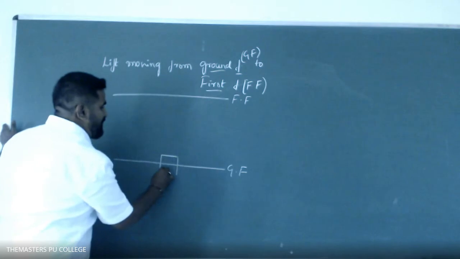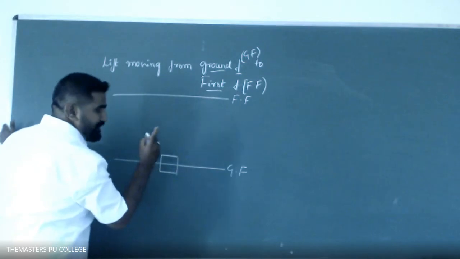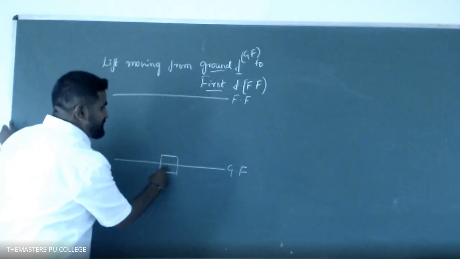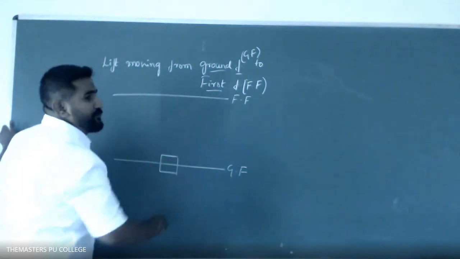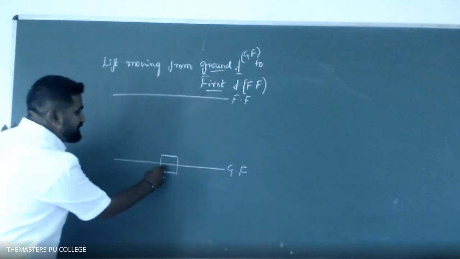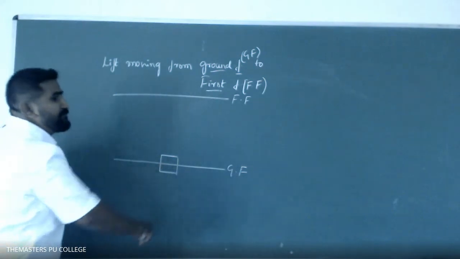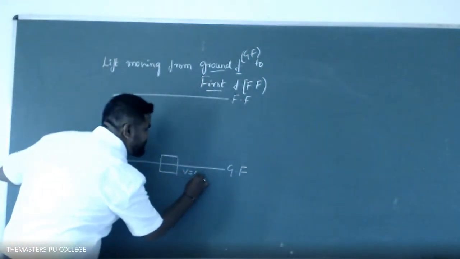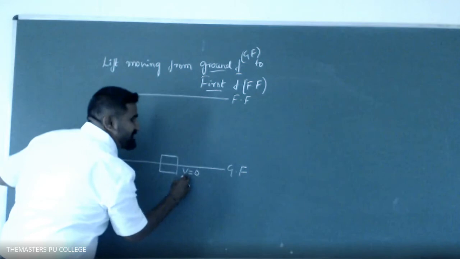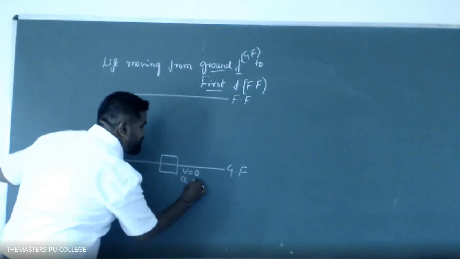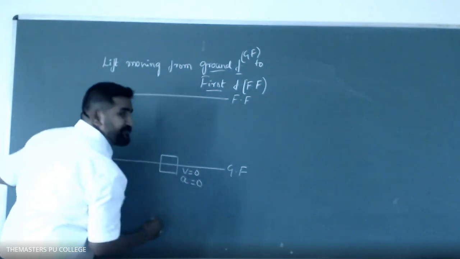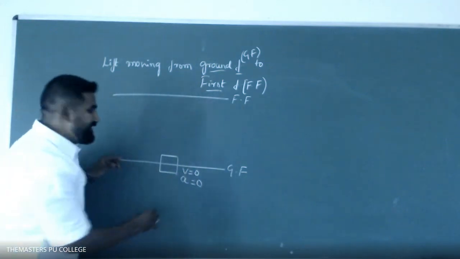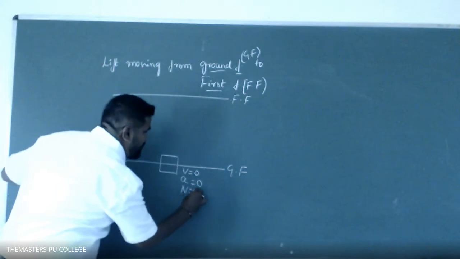Let's assume the lift is on the ground floor. What is the velocity of the lift when it is on the ground floor? 0. Super. The velocity of the lift is equal to 0. If the velocity of the lift is equal to 0, then the acceleration of the lift is also equal to 0. If the acceleration is 0, then the apparent weight will be equal to the true weight.